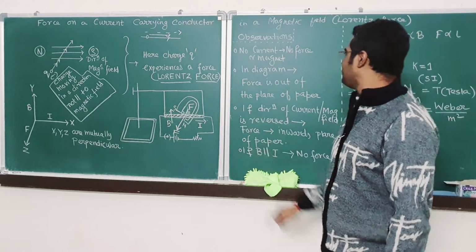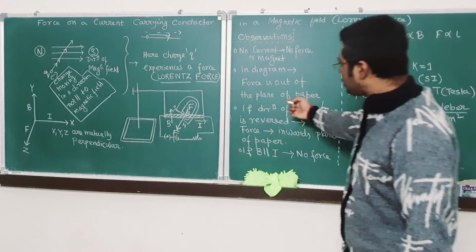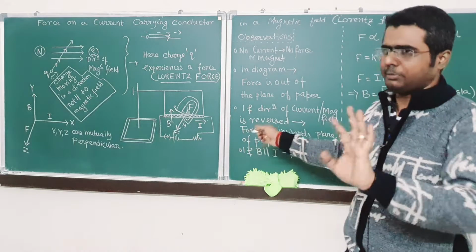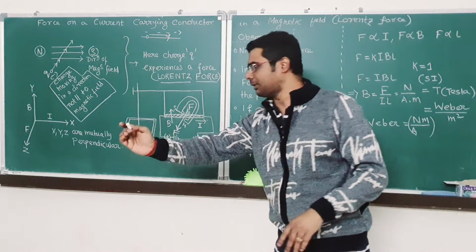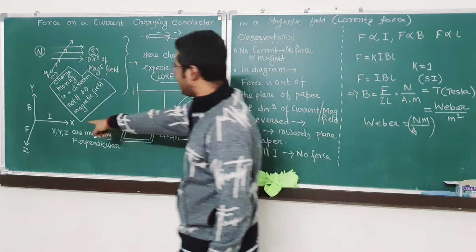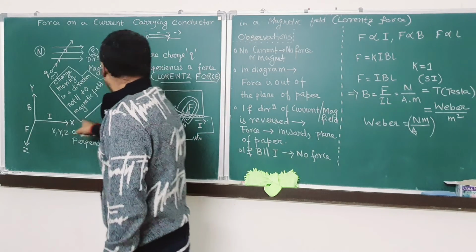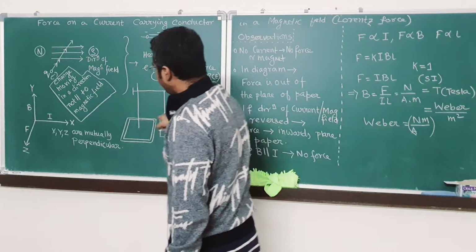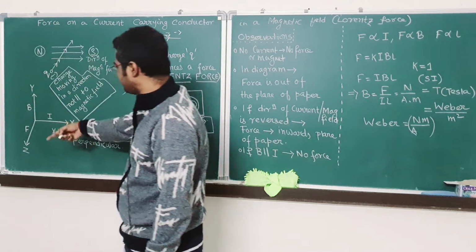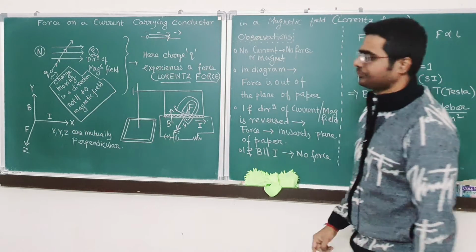In this diagram, if you see, force is out of the plane of paper. So for you it will be the plane of paper, for me it will be the plane of board. The force is out of the plane of paper. So if you see this diagram also, it will be very much clear. Current is in this direction, magnetic field is in this direction, and you can see the force is coming out of the paper. Okay?